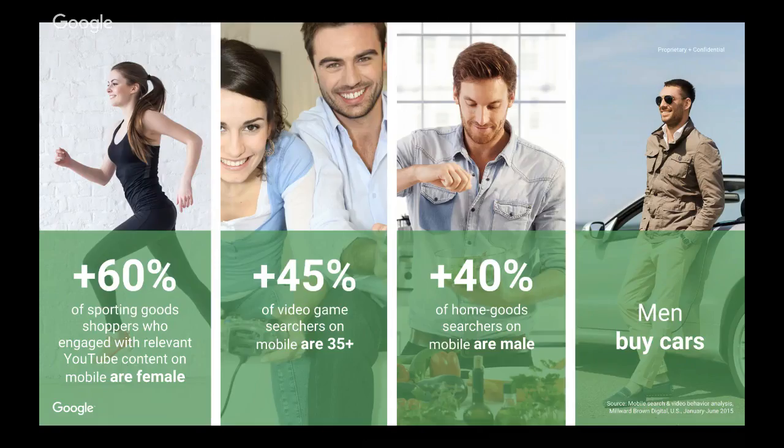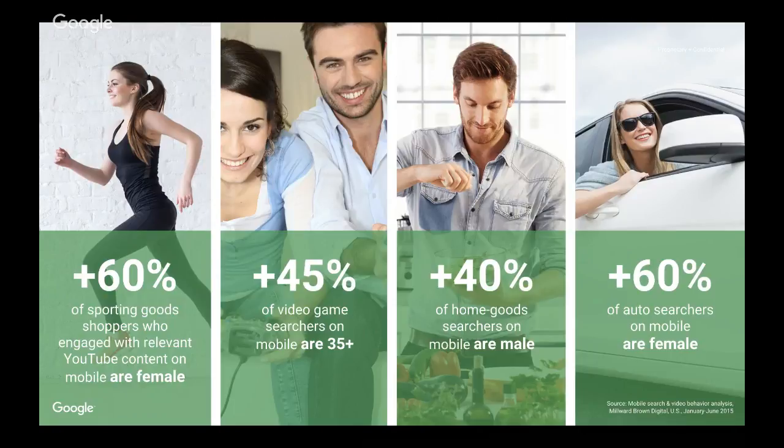So that's also from looking at our own data, but you can find these types of things in your accounts as well, which we'll get to in a minute. When it comes to the homemaking part, actually more than 40% of home goods searches on mobile last year were made by males. So that is, again, not a good assumption to have. Just like when it comes to men looking for cars, actually more than 60% of auto searches on mobile were made by females. So you see all this online behavior analysis might be different from what you expect.